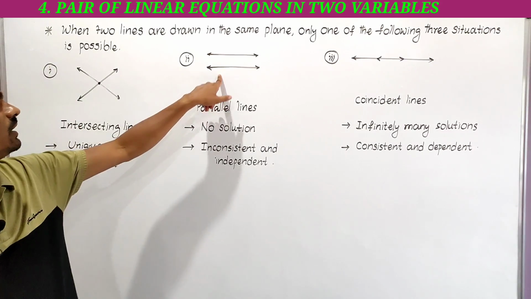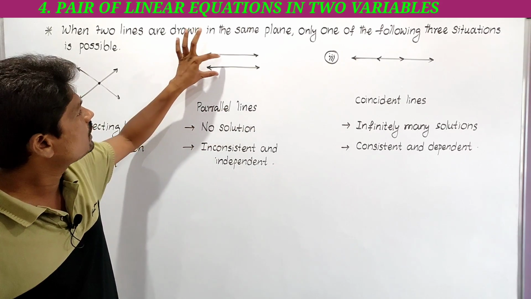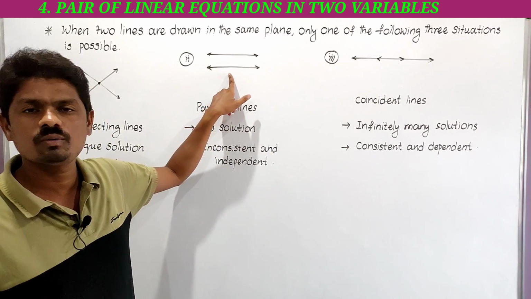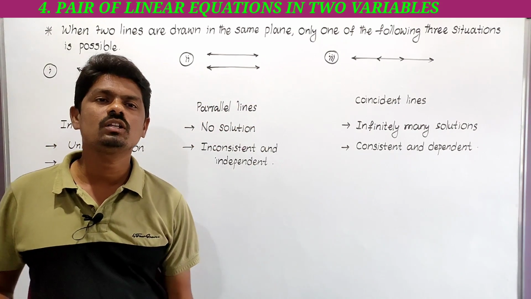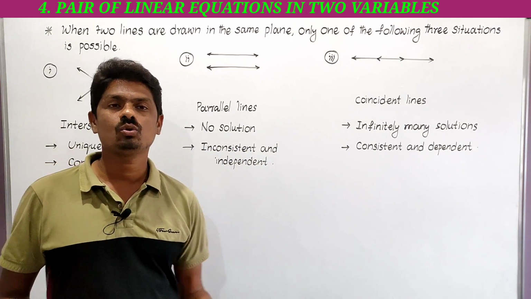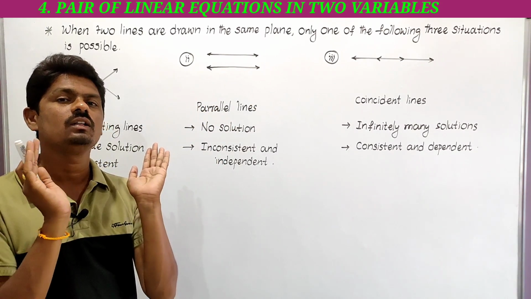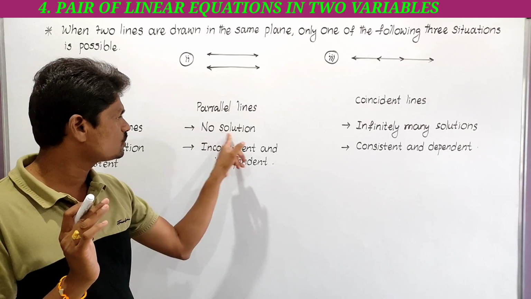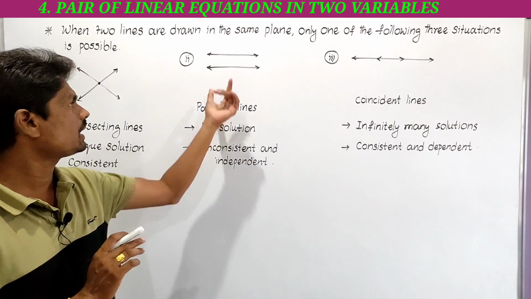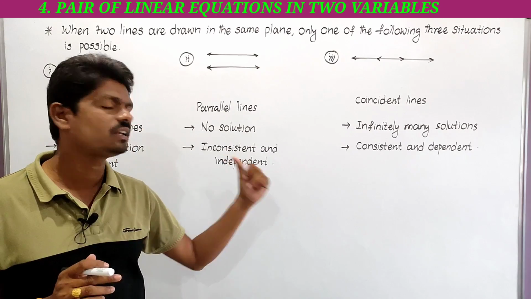So next, the second one, these two lines are called parallel lines. Here there is no common point for both the lines. So there is no solution for parallel lines. If there is no solution, then we call them inconsistent and also independent. They are independent of one another. So parallel lines have no solution, hence they are inconsistent and independent.